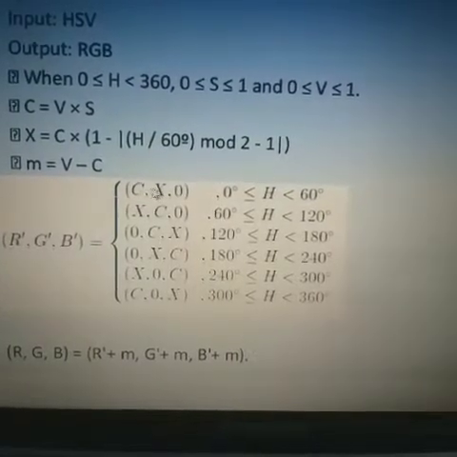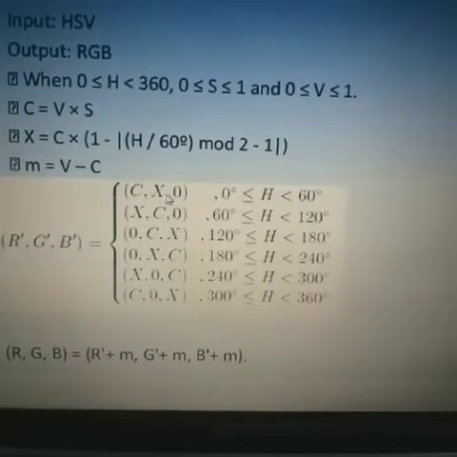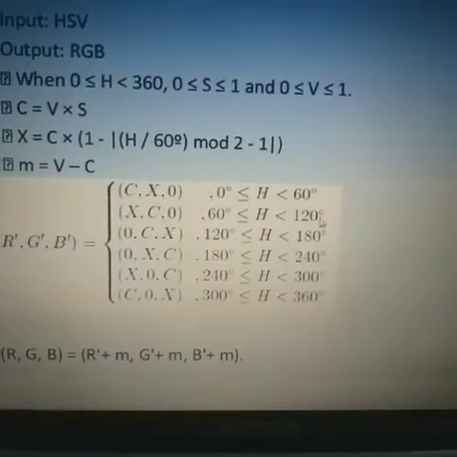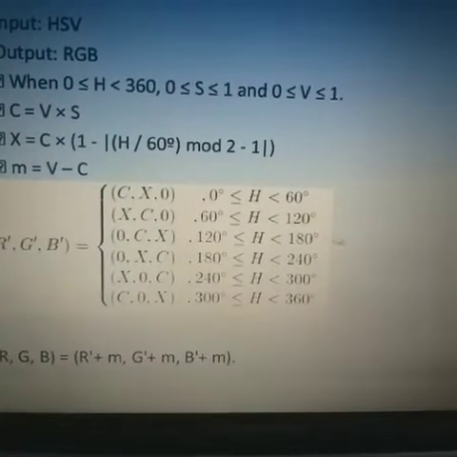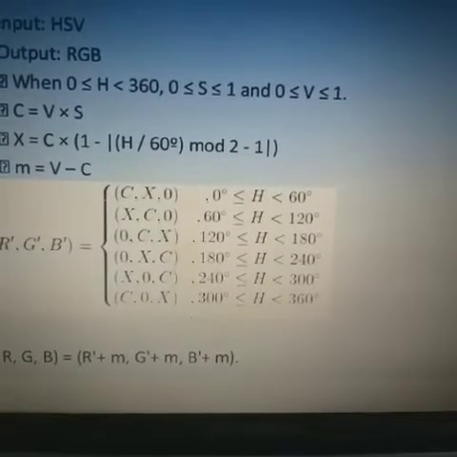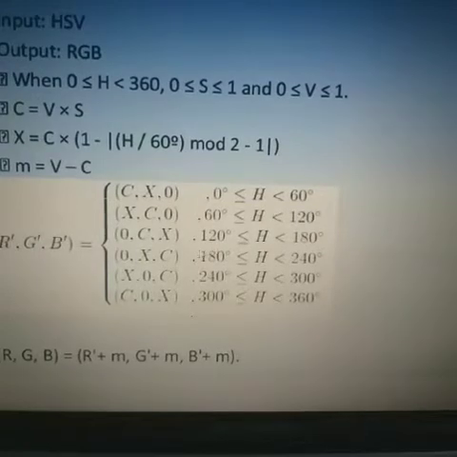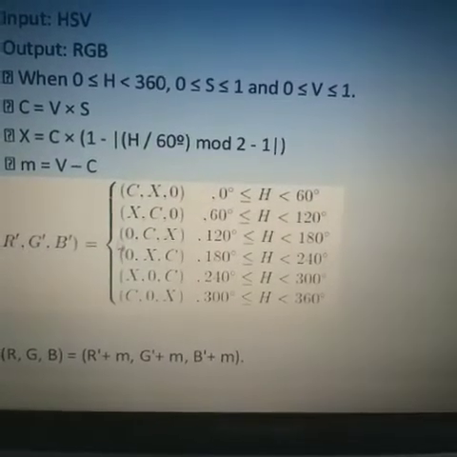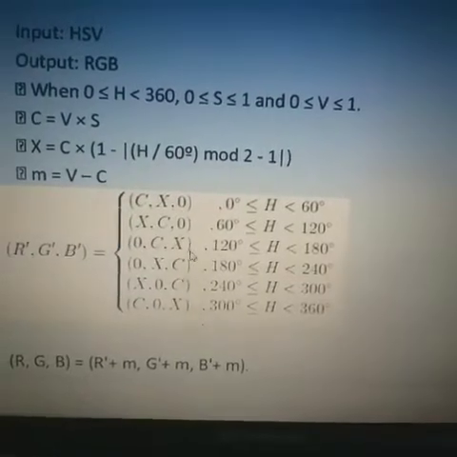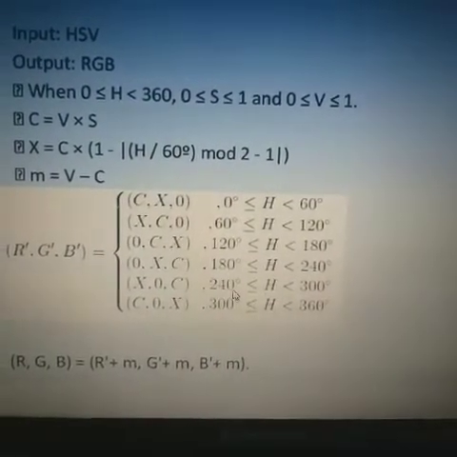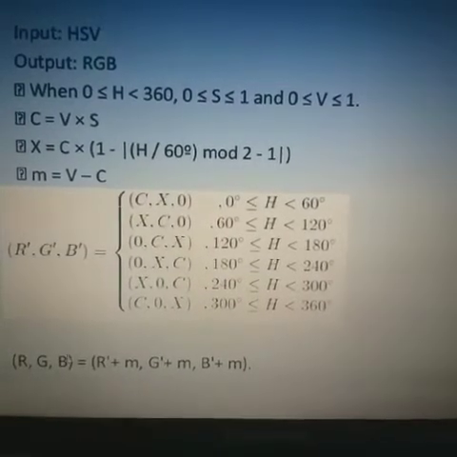For the 60 degree we get the value C, X, 0. For the range where the hue value is from 60 to 120 degree, we have X, C, 0. If we have a different angle between 120 to 180 degree, then we have 0, C, X. Similarly, there are different angles to be used for the different representations.